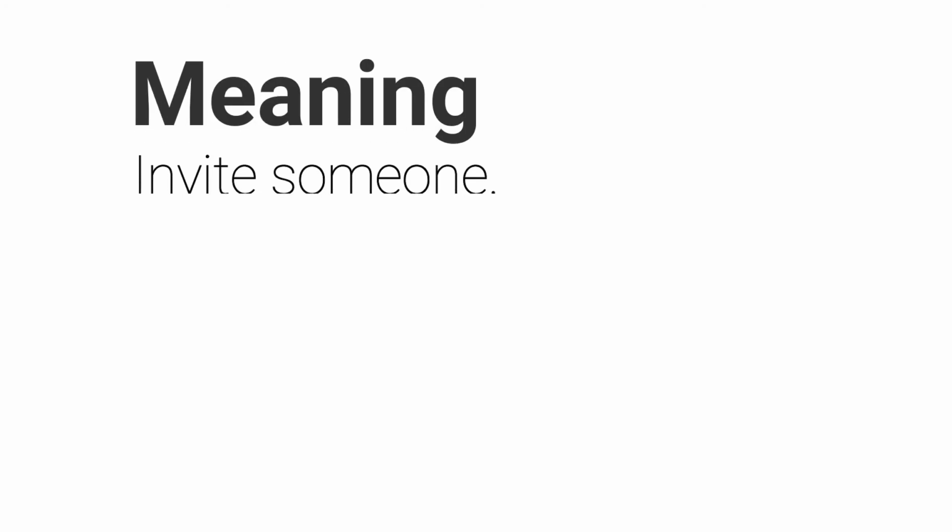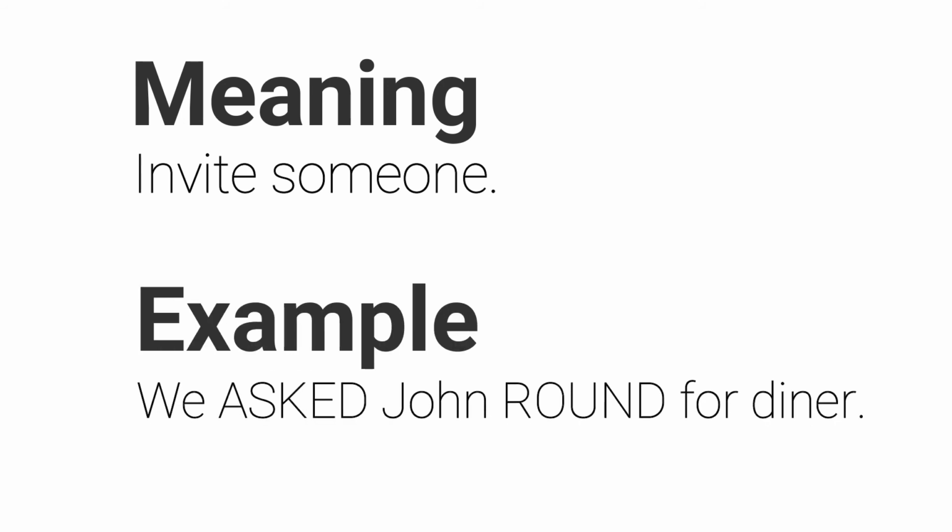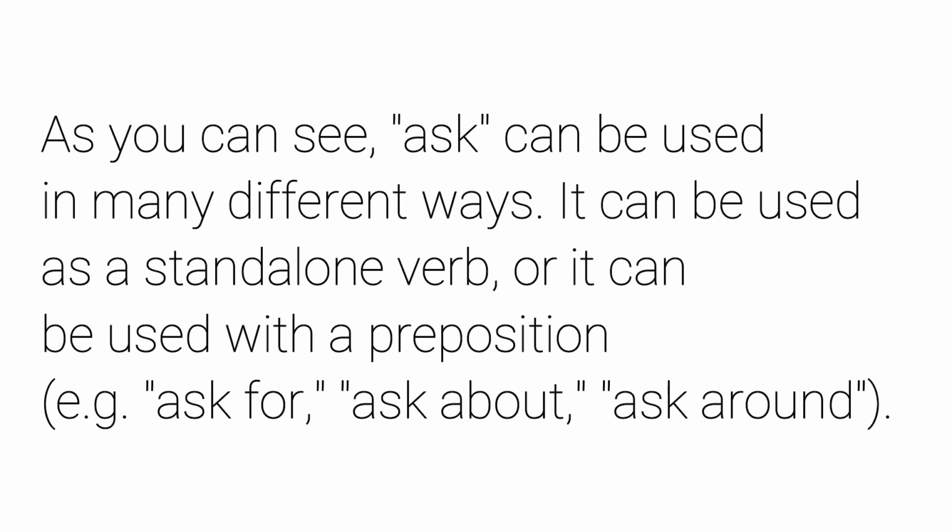Example 7. Ask round. Invite someone. We asked John round for dinner. As you can see, ask can be used in many different ways. It can be used as a standalone verb, or it can be used with a preposition. Example: ask for, ask about, ask around.